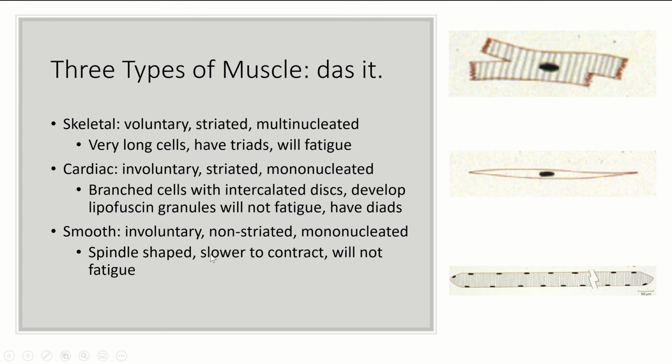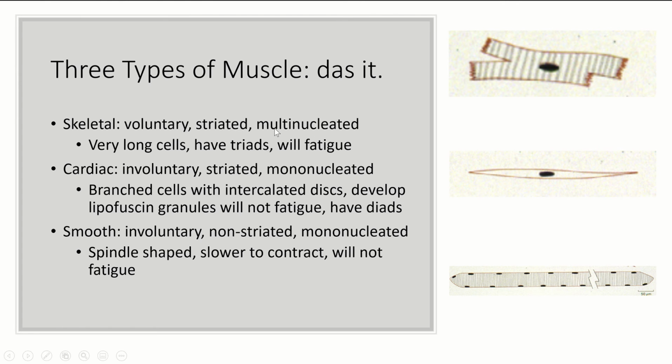Another feature of it is that it is striated. Remember we said those proteins, actin and myosin, can be in a diffuse pattern or in a very regular pattern. If they are in that regular pattern, they are going to be striated. So this one right here is going to be your skeletal muscle. You can see it has these striations, these stripes, and that is from that regular arrangement of the actin and myosin that gives it that appearance.